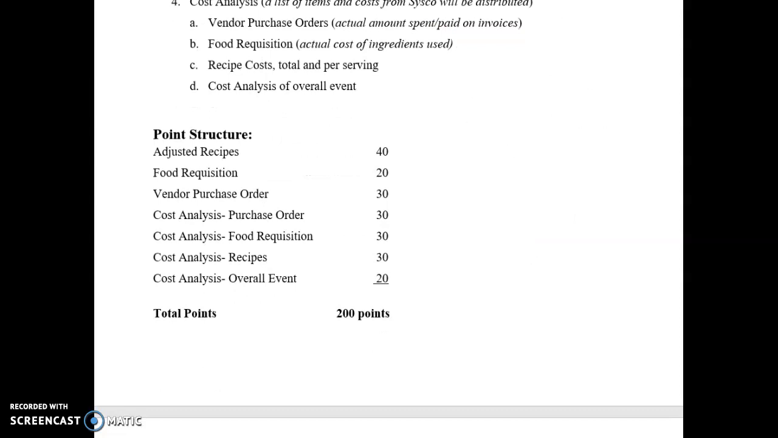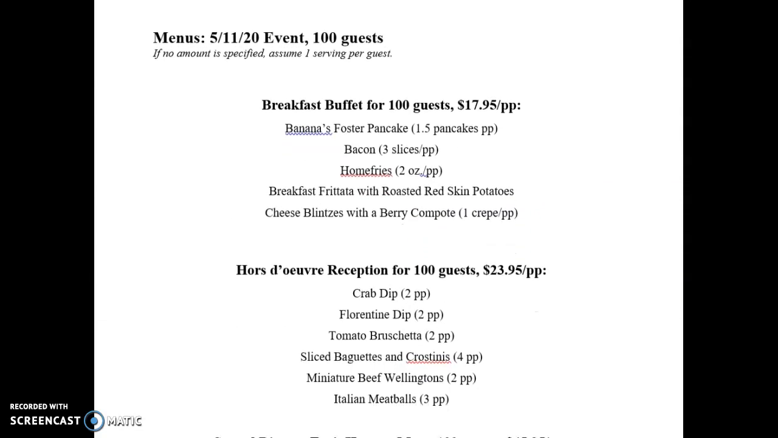You'll note the point structure. This is worth 200 total points. All of the individual points totaling up to it are listed here for you. As we continue down, you'll notice this menu is for an event for 100 guests. If no amount is specified below, assume just 1 guest per serving, such as this breakfast frittata with roasted red skin potatoes. 1 serving per guest is what we're going to estimate.